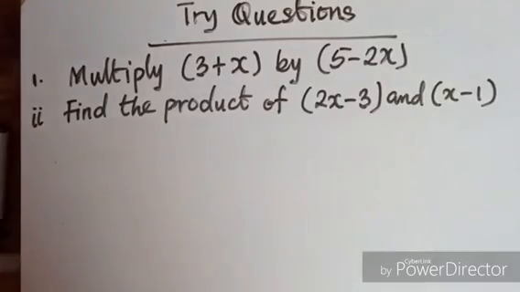Okay, so these are some trial questions on the topic. These ones are not perfect squares or difference of two squares, but they are general binomial expansion. So what you can do now is pause the video and see if you can do it. Okay, let's all work together.